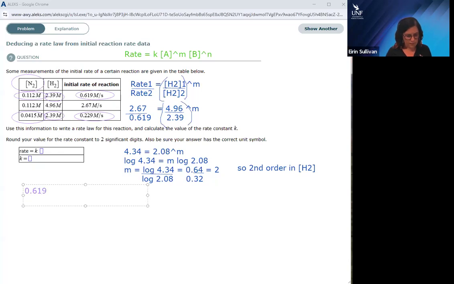So 0.619 divided by 0.229 for the ratio between the rates, and the concentration of nitrogen, let's see, for experiment 1 was 0.112, and for experiment 3 was 0.0415, and that will be raised to the power of whatever the order of reaction is with respect to nitrogen. So let's just draw a line on here so we can see what we're doing. So we're just going to stick that in our calculator and solve for n. So terrible, ugly brackets. 0.619 over 0.229 I got is 2.70.